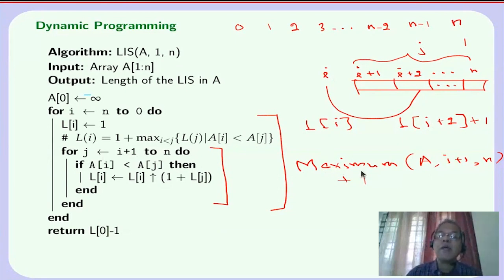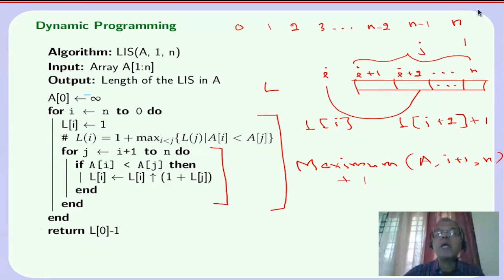Be careful. In one sense, what does the algorithm do? It finds the maximum of the maximums of the subarray I plus 1. I mean, the subarray is L at I plus 1 to n. But when doing so, do not consider all the items of L at I plus 1 to n, but only those elements which are larger than L at I. And finally, return L at 0.